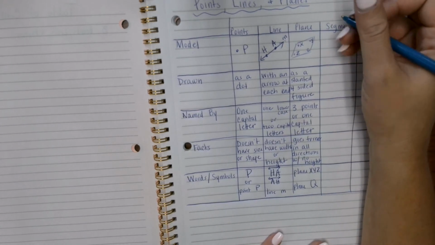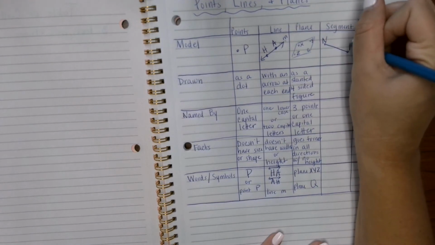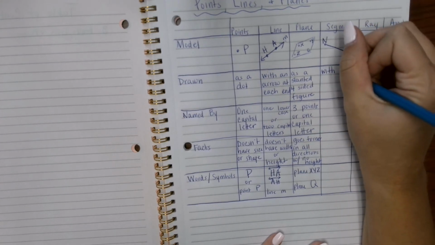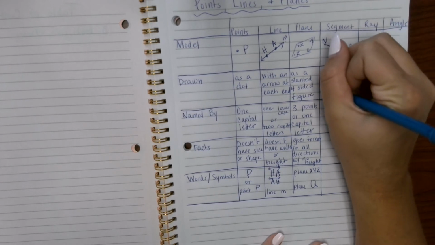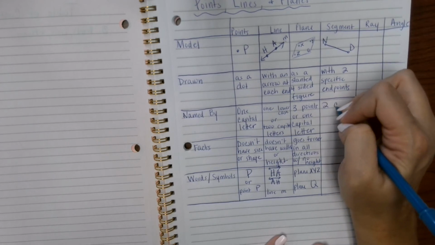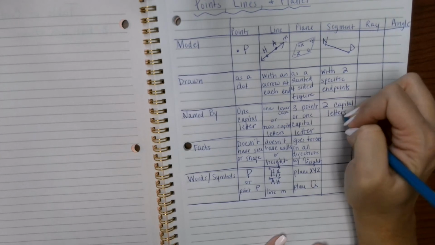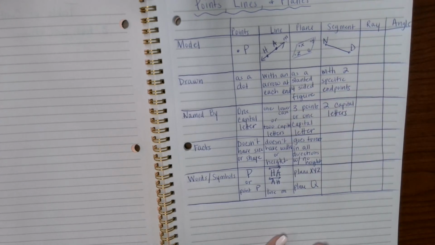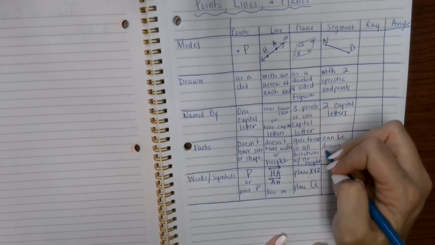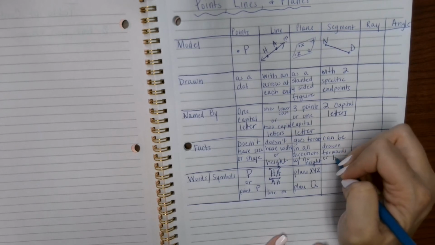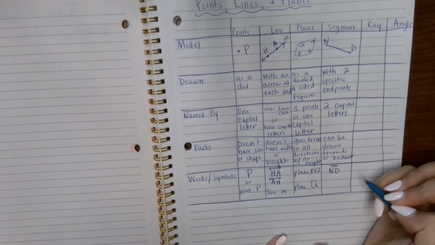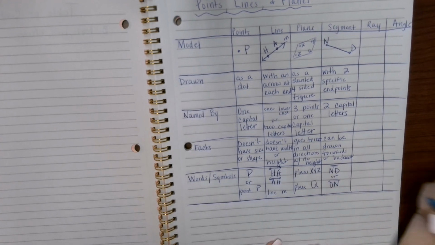Alright, the next thing we're going to talk about is a line segment. So here's our line segment. It is drawn with 2 specific endpoints. It is named by 2 capital letters. And it can be drawn forwards or backwards. So we can label this ND with a line segment over the top, or DN with a line segment over top.